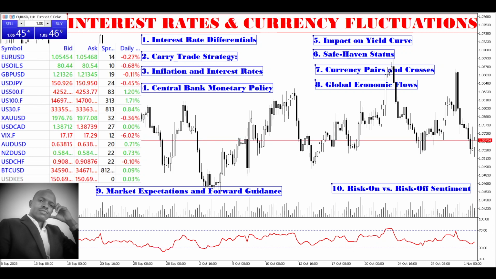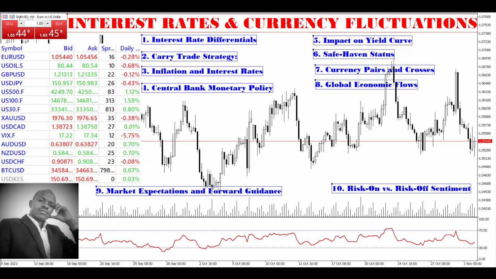The next item that we look at is the impact on the yield curve. Changes in interest rates can affect the yield curve, which is a graphical representation of interest rates across different maturities. Shifts in the yield curve can influence investor sentiment and the trading strategies that traders will apply on a given currency.